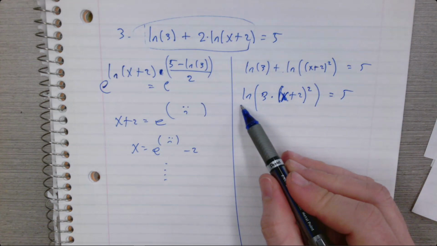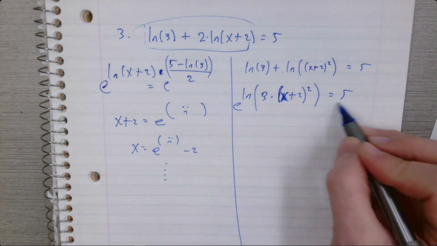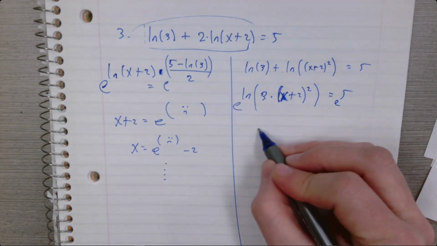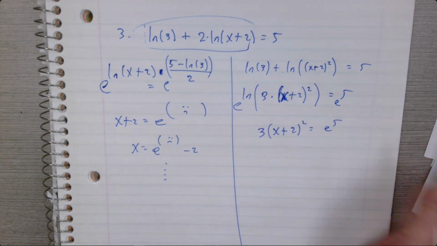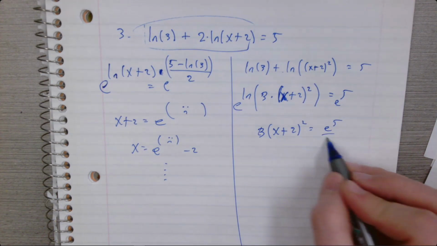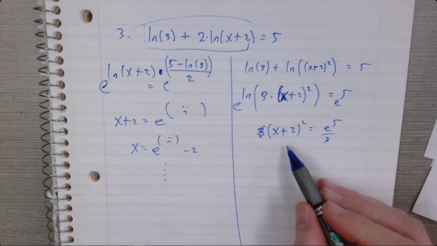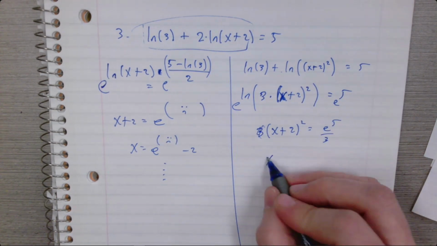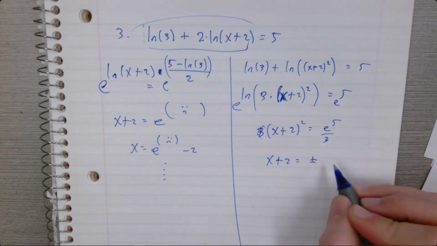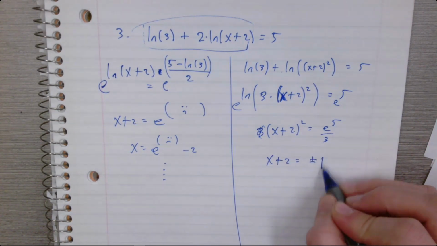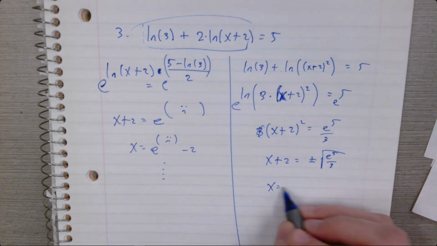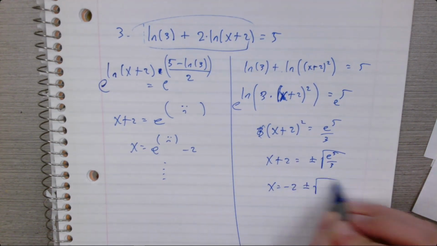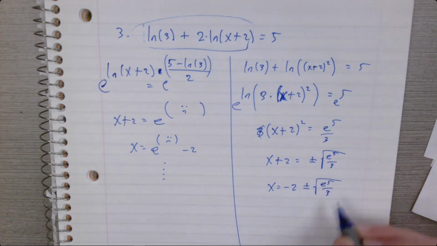Okay, so now we can undo the natural log by exponentiating. So here I've got 3 times x plus 2 squared equals e to the 5th. Now I can divide by 3 on both sides. I'll take the square root of both sides. I guess let's just do that. E to the 5th over 3, and then I'll subtract 2. So x is negative 2 plus or minus the root of e to the 5th over 3.